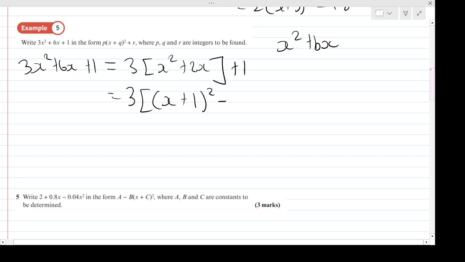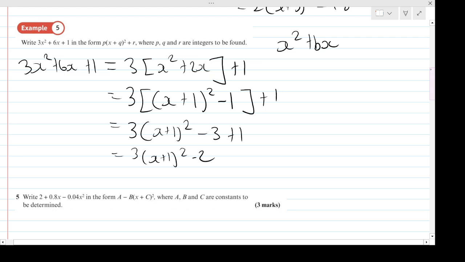Then I'm taking away 1 squared, which should just be 1. And then I have a plus 1 outside. Then I'm going to expand the brackets to get rid of it now. So we have 3 lots of x plus 1 squared. Then we have 3 times minus 1, that'd be minus 3, add 1. And I can simplify that a bit more because I have 2 numbers here. Minus 3 add 1 is minus 2.